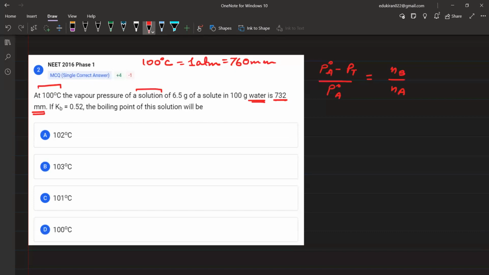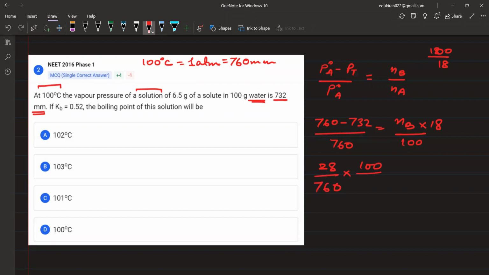Achha, number of moles of solvent kitna ho jayega aapke paas, number of moles of solvent will be 100 upon 18. To P naught kitna hai, P naught is 760, minus 732, divided by 760 is equal to nb, that we have to calculate, divided by 100 upon 18. Denominator ka denominator numerator, so numerator chala gaya upar. And now what we can have, 760 minus 732 will be equal to 28, divided by 760 into 100, divided by, niche kya jayega aapke 18 aa jayega. This is equal to the number of moles of the solute. Number of moles of solute mil gaya aapko.